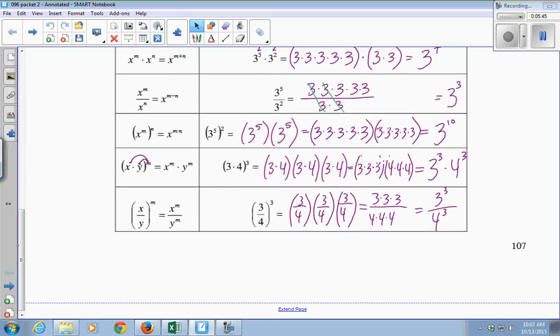When you're taking a product and raising that product to a power, it looks like the distributive property, where you take that m and you can sort of distribute it to the x and to the y, to each factor. Okay? And the same thing with division. If you want to take a fraction and raise it to a power, you can raise the top and bottom to that power separately. So those are the main rules.